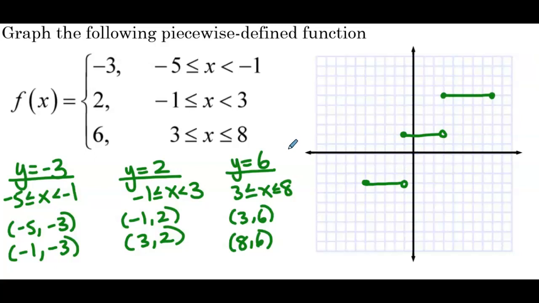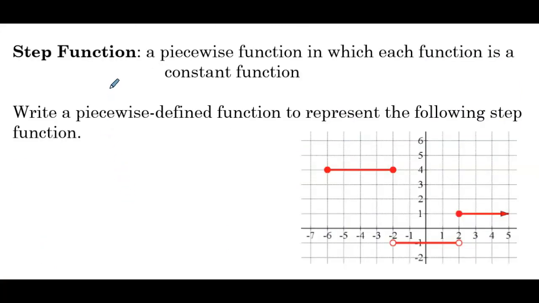So a step function is a piecewise defined function where all the pieces are constants, or, looking graphically, horizontal lines, or pieces of horizontal lines. So, formally defining a step function, it is a piecewise function in which each function is a constant function. And the reason it's called a step function, if we look at that last example, they look like steps.